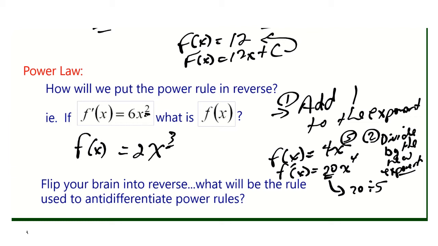So if I look at this one, let's see if that works. Add 1 to the exponent, 3. Divide your coefficient, in this case 6, by the new exponent. 6 divided by 3 is 2. And then of course remember there could always be a constant stuck out here at the end.